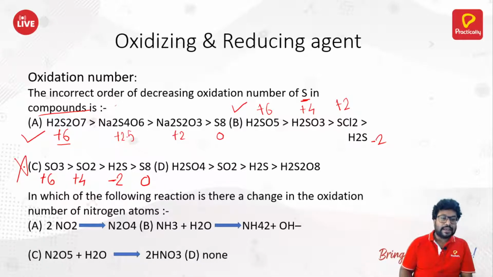And lastly, in which of the following reactions is there a change in oxidation number of nitrogen atoms? So for this, you need to check all the elements' oxidation state, whether it is changing or not. See, in NO2, nitrogen's oxidation number is +4. In N2O4, also it is +4. So there is no change in oxidation state here. Next, here. In NH3, nitrogen's oxidation state is -3.